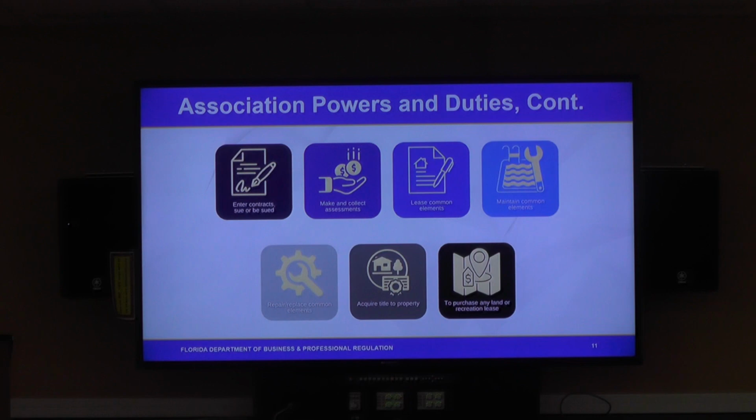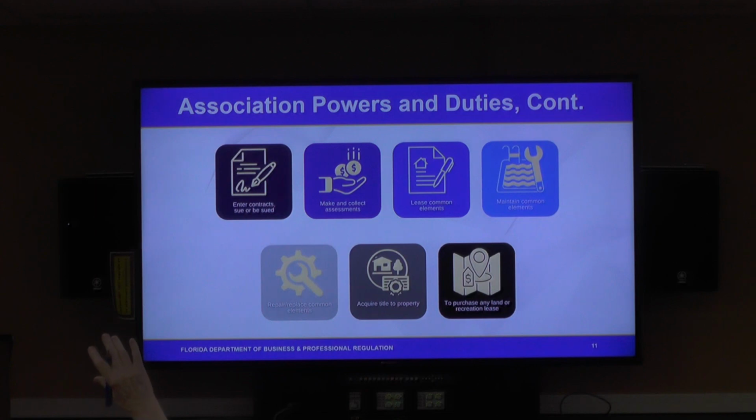So the association may enter into contracts, sue, or be sued on behalf of all unit owners concerning matters of common elements to most or all unit owners. The association has the power to make and collect assessments, lease common elements, maintain common elements, repair, replace common elements or association property, real property and personal property for the use and benefit of the members. The association has the authority to purchase any land or recreation lease upon approval of the voting interest as required by the declaration. If no provision for approval is included in the declaration, then the required approval is needed to amend the declaration.